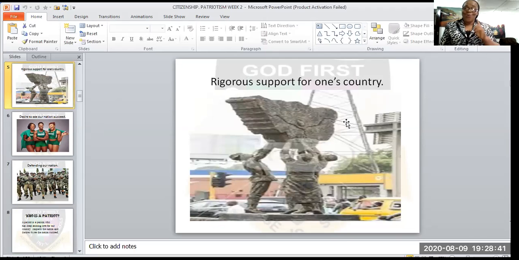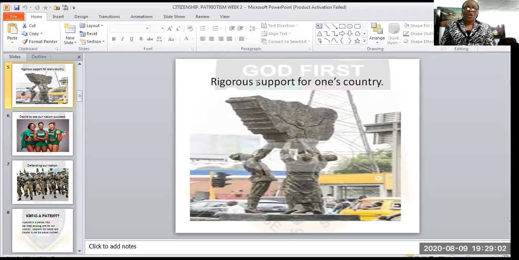We must love our country. Why? One nation, one destiny. Our destiny depends on this nation. So we must be patriotic to our nation. Is that clear? Beautiful. So we must have rigorous support for one's nation. We must have rigorous support for this, our nation.